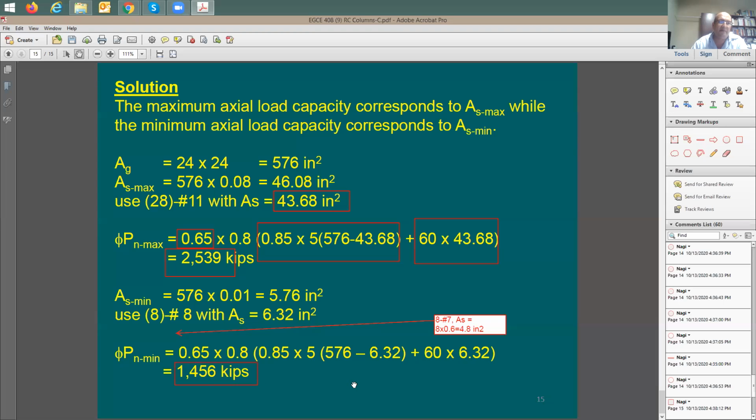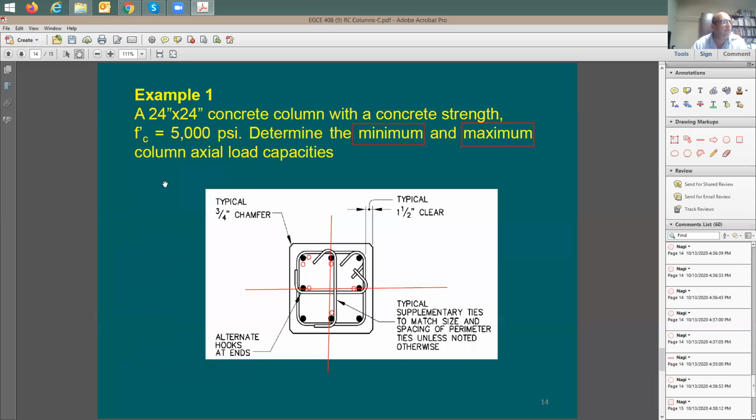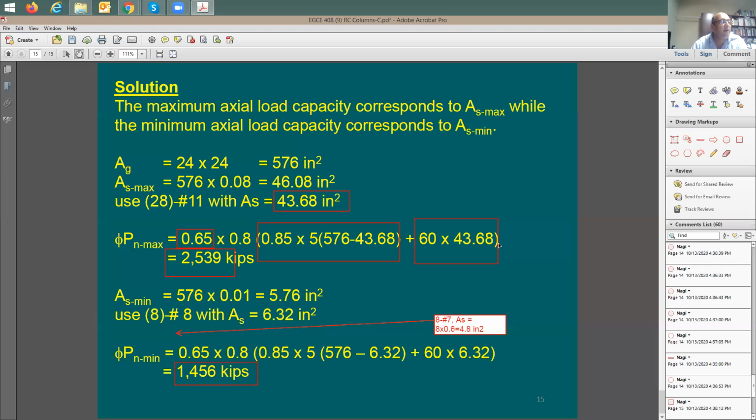How can I summarize this? For this column, the 24 by 24 was 5,000. Where did I get this from? Oh, that was given. 5,000 PSI concrete, excuse me. You have a range here for the capacity. It goes from roughly 1,500 to 2,500 kips. Now look at the columns in your project and see how much axial load demand you have on all of these columns. If the axial load demand is within these two numbers, you're good. If not, you cannot make the column work.